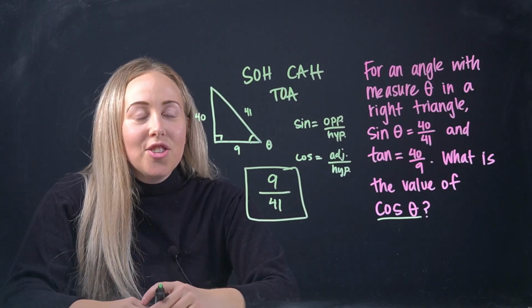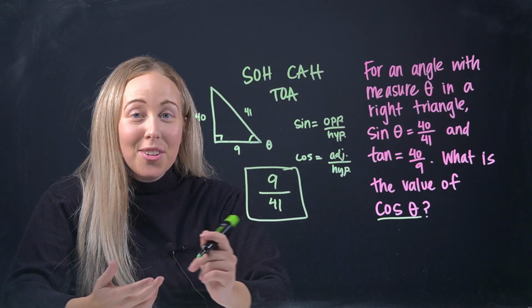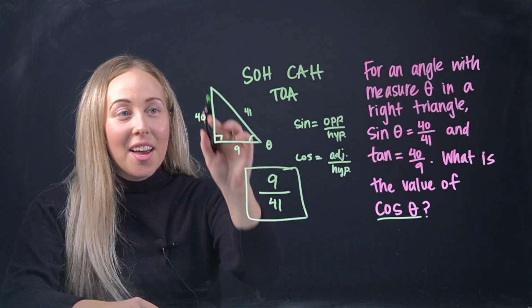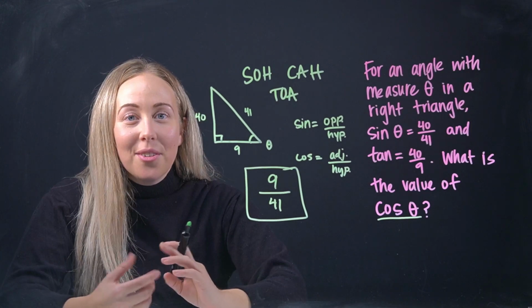Sine, cosine, tangent is just about keeping track of ratios. Make sure you know which side's opposite. Opposite's the one that doesn't touch. Adjacent's the side that touches. Hypotenuse is always the same no matter which angle you're looking at.